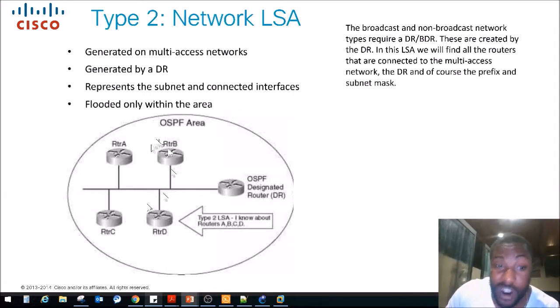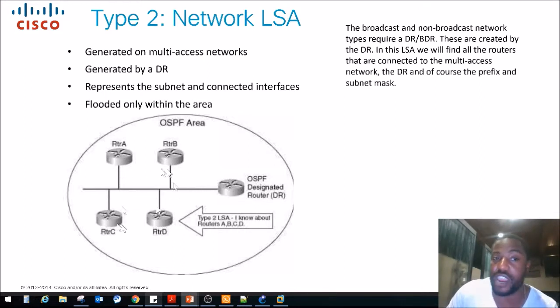There's also a BDR somewhere in there. This topology, we don't have one. A BDR is, you can guess it, a backup designated router. So when he goes down, I'm getting off topic here. Either way, the Type 2 network LSAs are created by the DR.